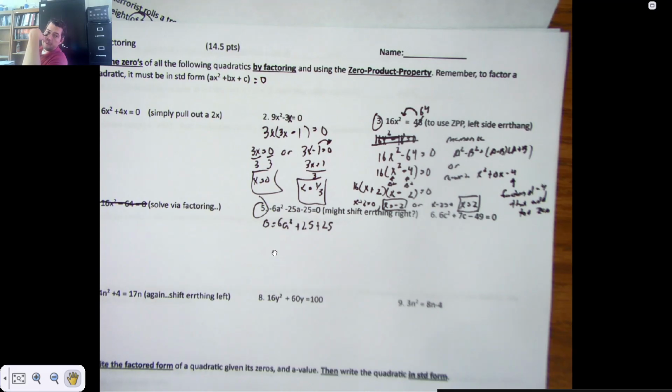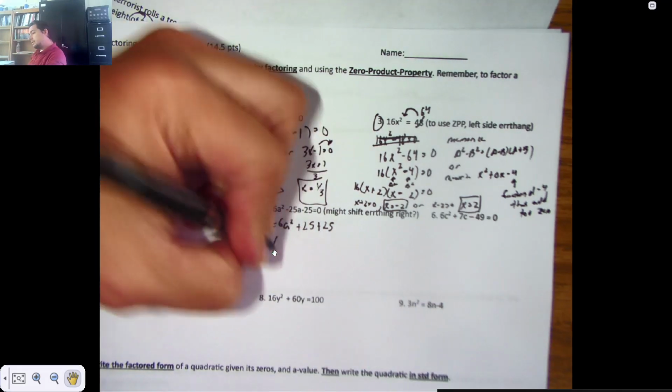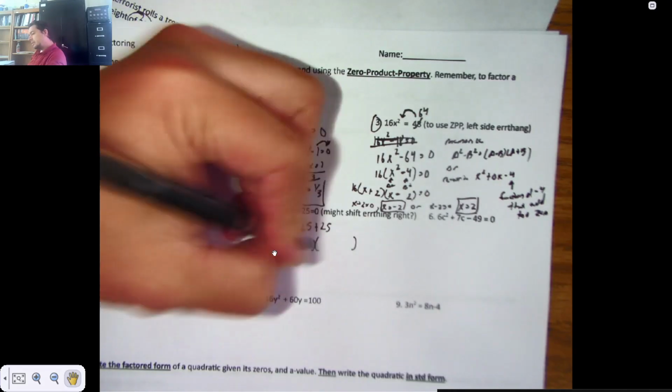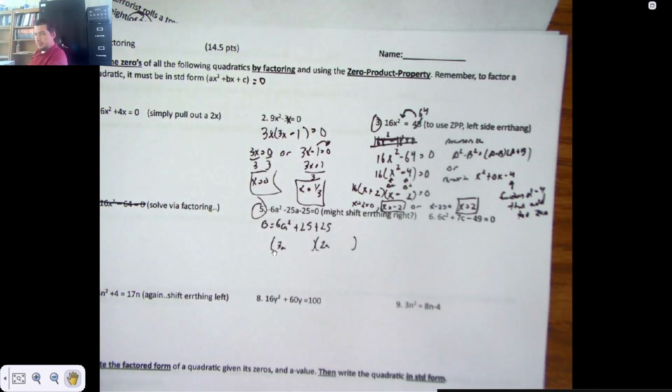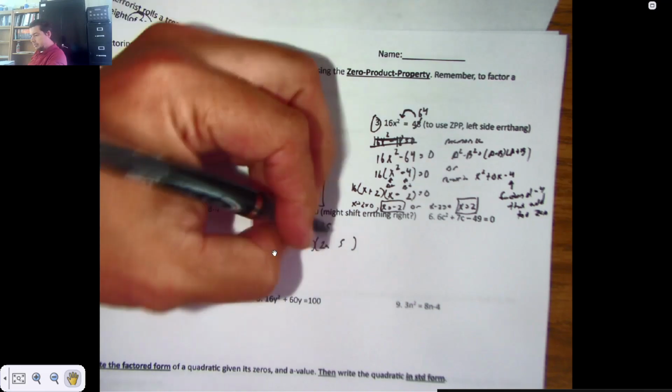And I think there might be a mistake in it as well. I don't know. No, there's not. To make a 6a squared, it takes a 3a and a 2a. Could also be a 6a and a 1. And factors of 25 are 5 and 5. Now I'm going to check myself here.